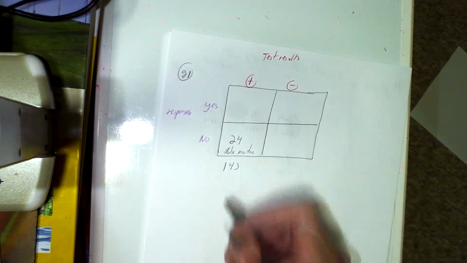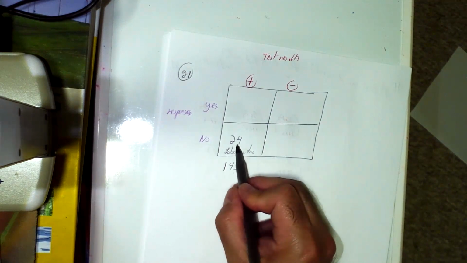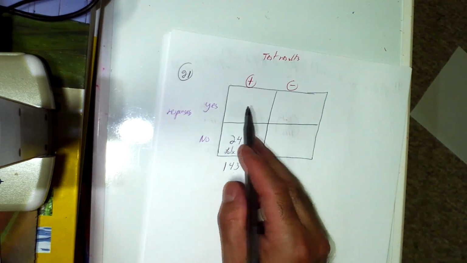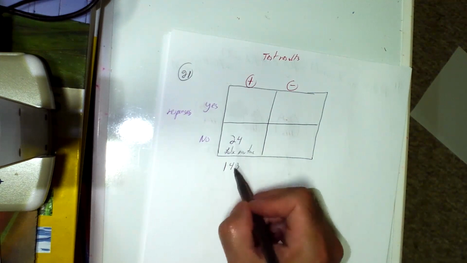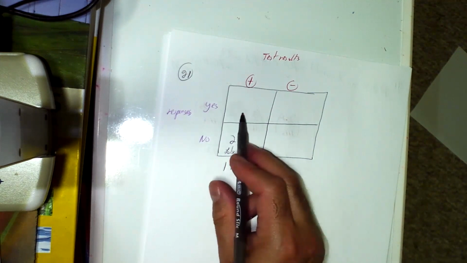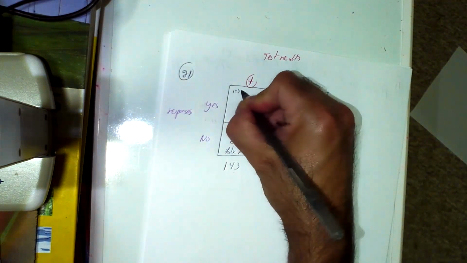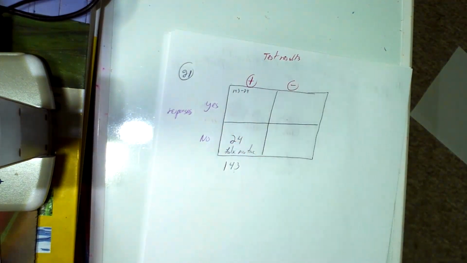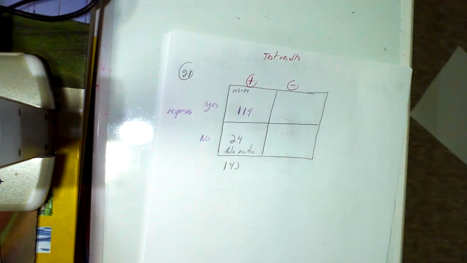All right. So because this is the total and these are the no's, what goes there? How do I figure out that number? Well, all you have to do is subtract 24 from 143. This will give us our count that goes there. 143 minus 24. Let me put that in my calculator. 143 minus 24 is 119.